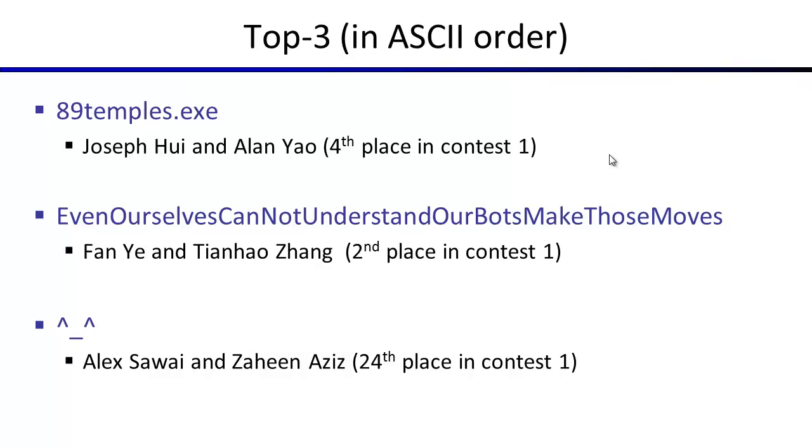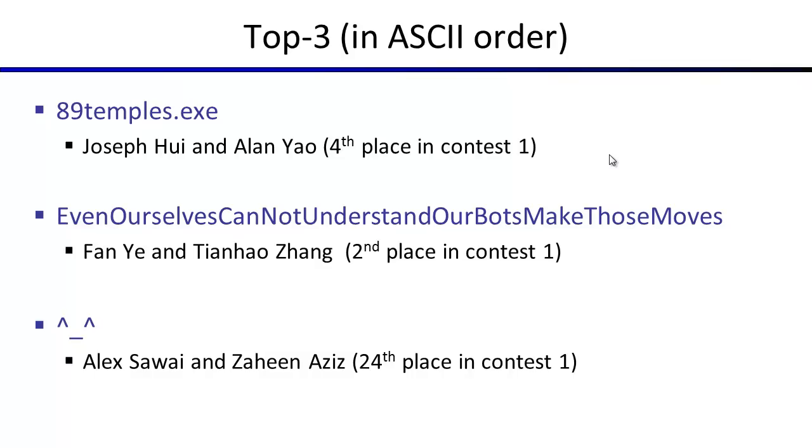Even ourselves cannot understand our bots make those moves. Fan Ye and Tianhao Jiang, 2nd place in contest 1. Is Fan Ye here or Tianhao here? Over there. All right. And then, is this a cat face? I don't know. Smiley face. I was going to make it different. Very horizontal smiley face. Alex Sawai right here, and Zahin Aziz. Is Zahin here? Over there. All right. So we have over there, over there, over there. Make your pick. They stood 24th place in contest 1.